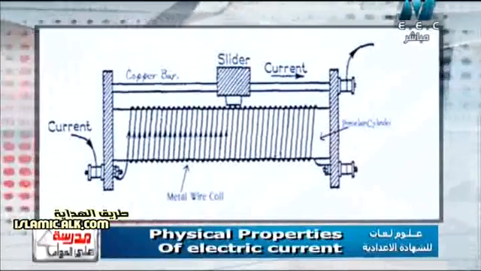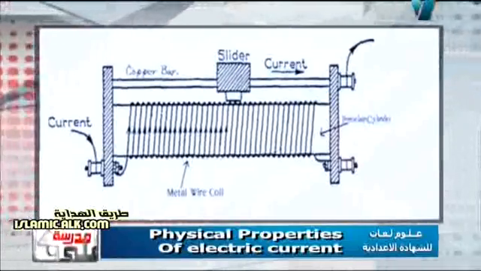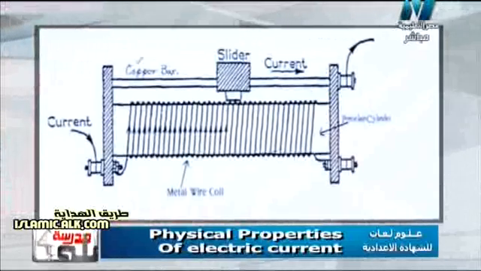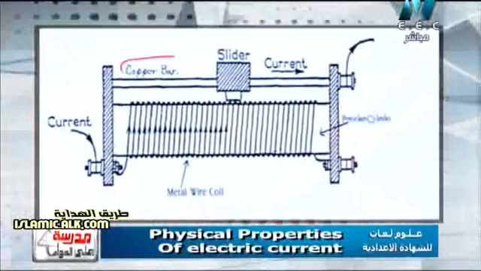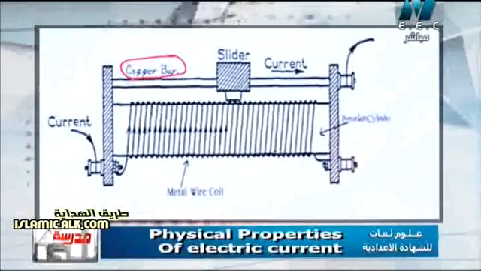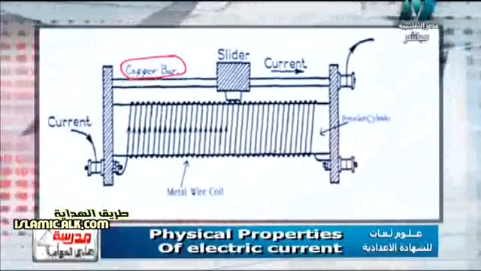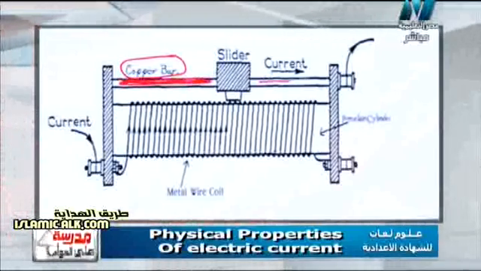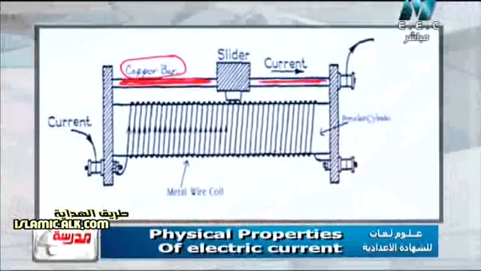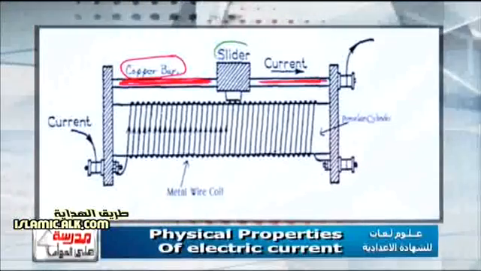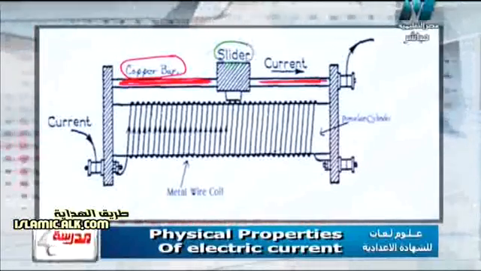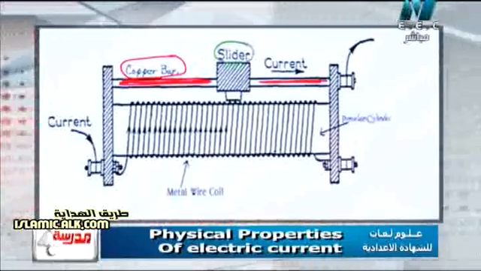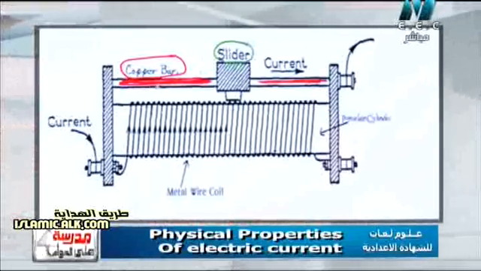Rheostat is what? As we have here a copper bar, this bar in red color is made of copper. Why? Because copper is a good conductor of electricity. Okay, here we have a slider, which means a movable piece of metal. Of course metal, because metal is a good conductor of electricity, and this slider moves left and right as you like.